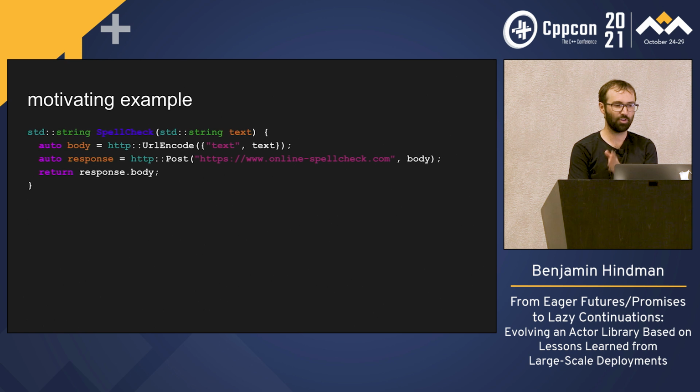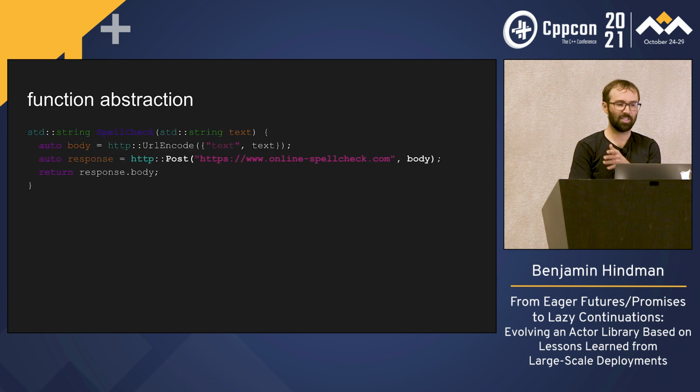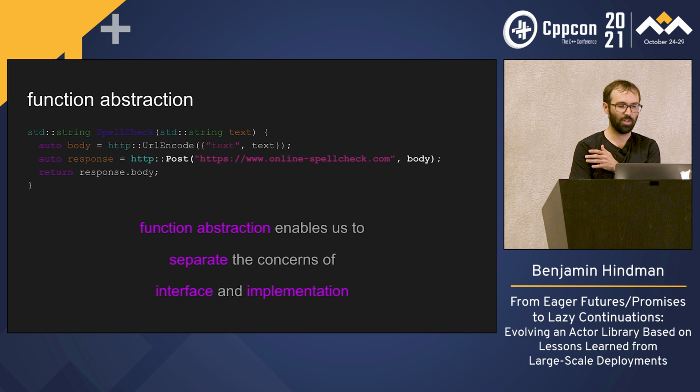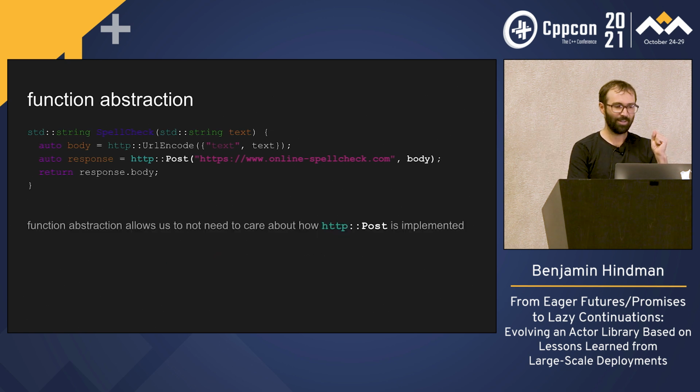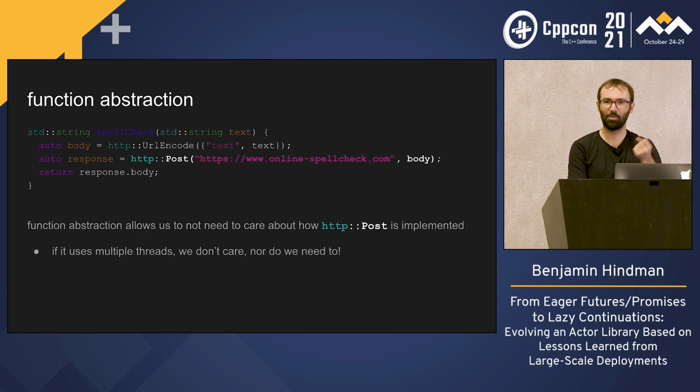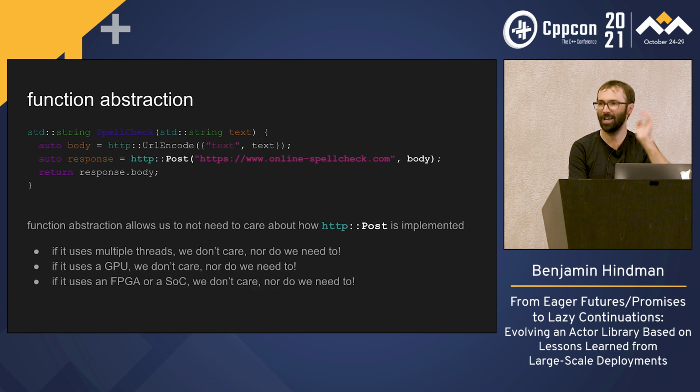If we go back to the original motivating example and think about something like HTTP post, we're reminded that we've got this thing called function abstraction. Function abstraction is what enables us to separate the concerns of interface and implementation. Going back to first principles, we don't care how HTTP post is implemented. If it uses multiple threads, we don't care, nor do we need to. If it uses a GPU, we don't care. If it uses an FPGA or system on a chip, we don't care.